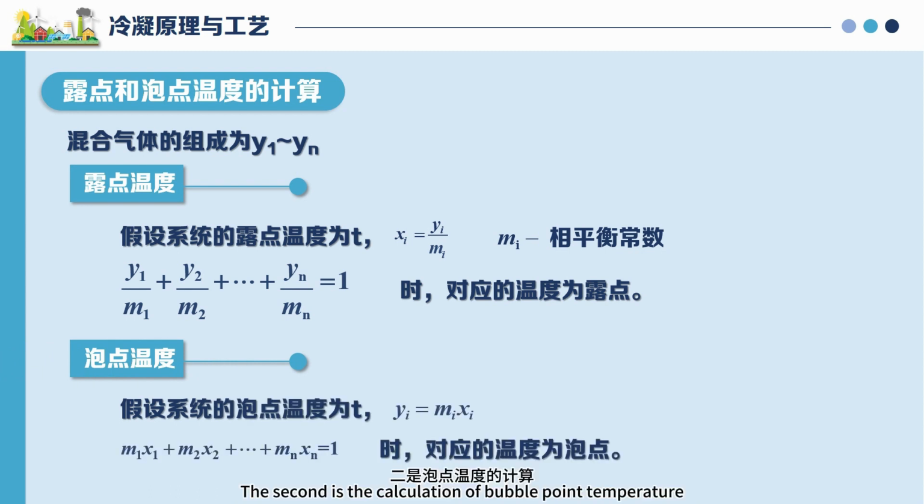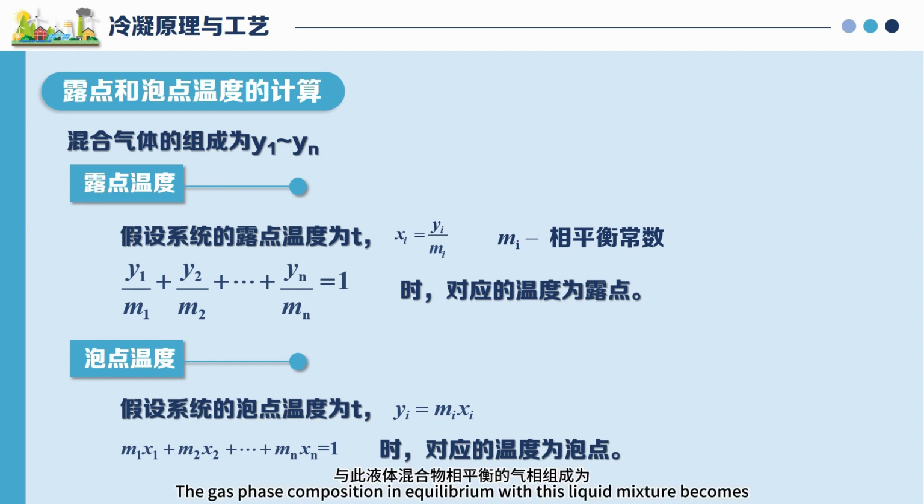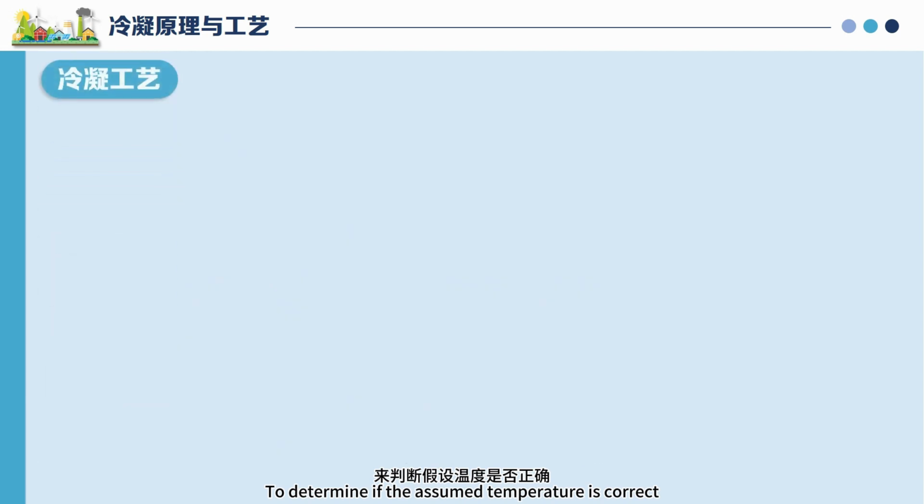The second is the calculation of bubble point temperature. Assuming the bubble point temperature at system pressure P is T, check the table to obtain the equilibrium constants K1 and K2 of each component. Note that the gas phase composition in equilibrium with this liquid mixture becomes Y. The calculation process is the same as for the dew point temperature. Is the sum of Y equal to 1? This determines whether the assumed temperature is correct.